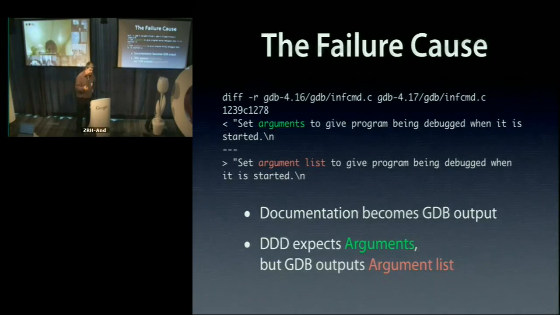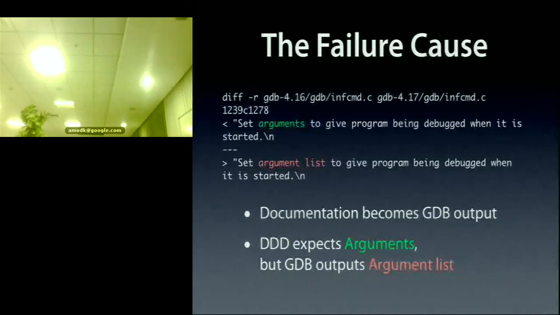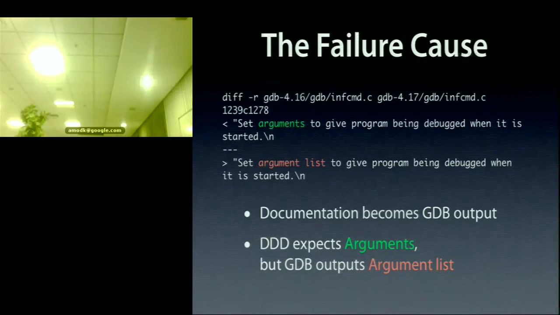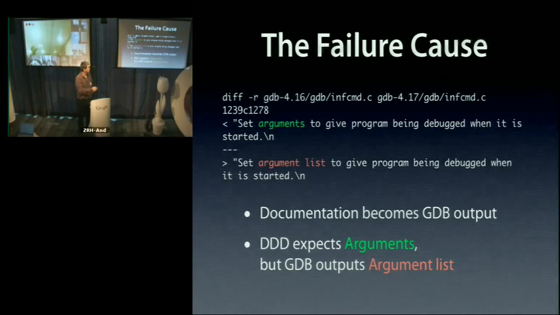And so this documentation eventually became the output. This output could probably no longer be parsed by DDD, because DDD expected a string to start with "arguments", and GDB put out the wrong output. So, okay, I saw the difference, I knew what it was. I patched DDD to accept anything that starts with "arg". And then, as far as I understand, until today, it's still working properly.